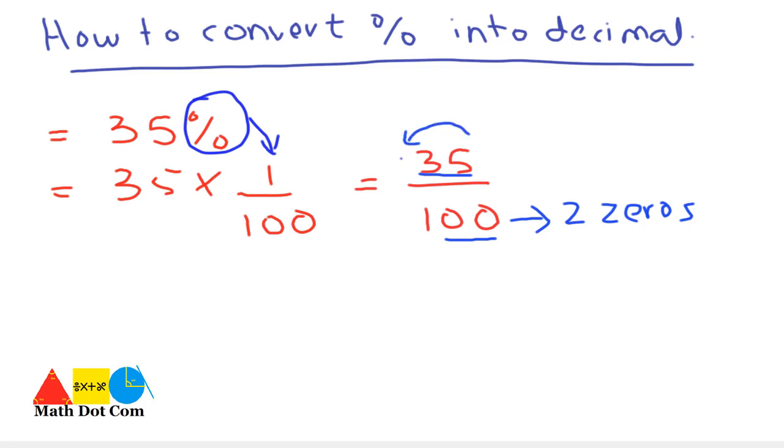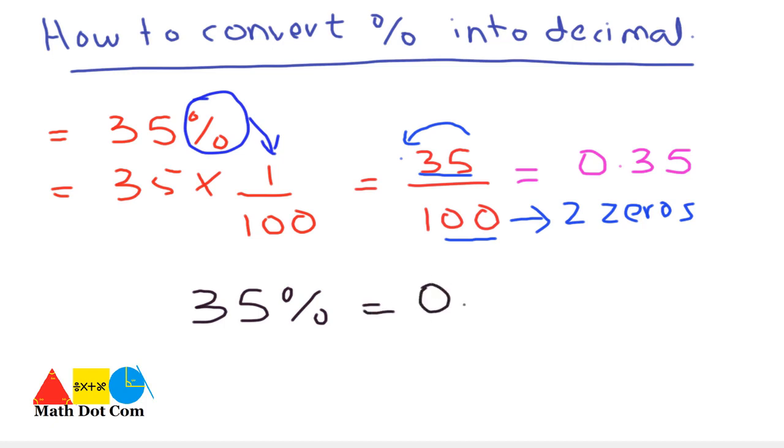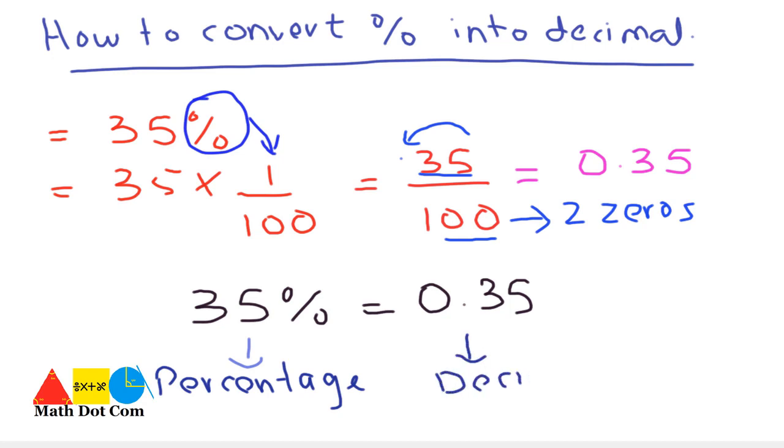We will put it here. So what is the answer? The answer will be 0.35. So this was the method how we can convert a percentage into decimal. It means 35% is equal to 0.35. This is percentage and this is decimal. So this was the method of converting a percentage into decimal by replacing the percentage sign with 1 over 100.